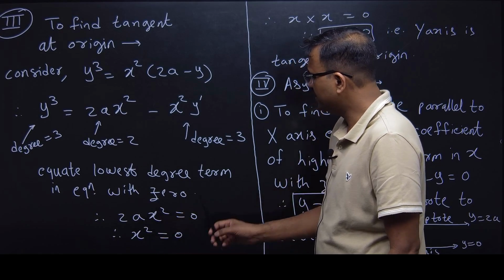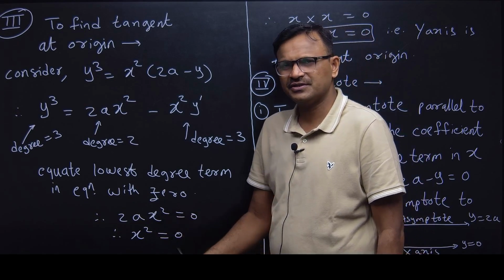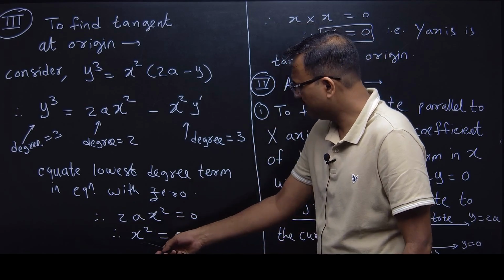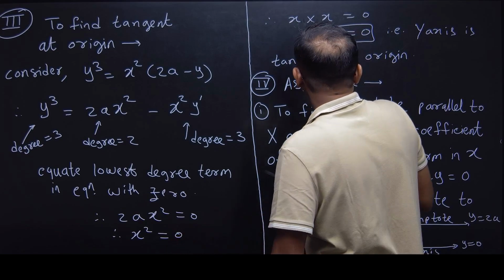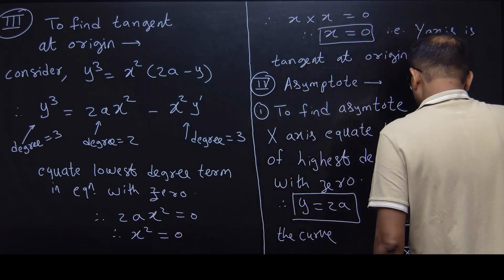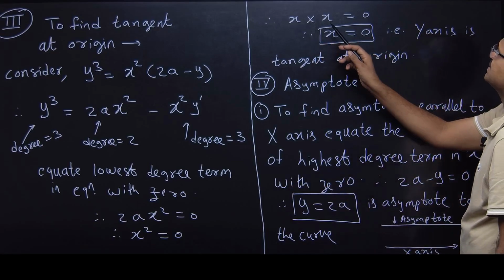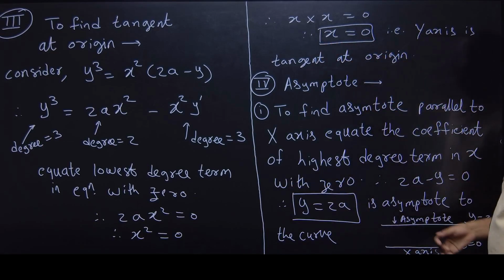We know that it will mean that x square is 0. 2a is a constant, so that cannot be 0. So we take x square as 0. x square is 0 will give us x is 0. And you will find, x square is 0, so that means x into x is 0. We are going to get x is 0 2 times.